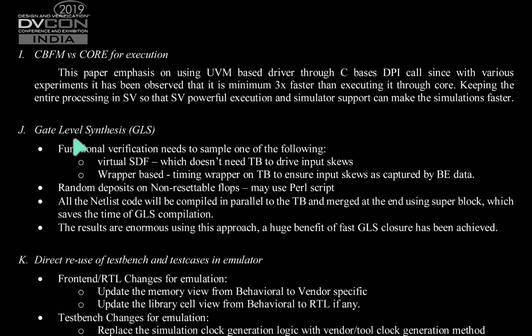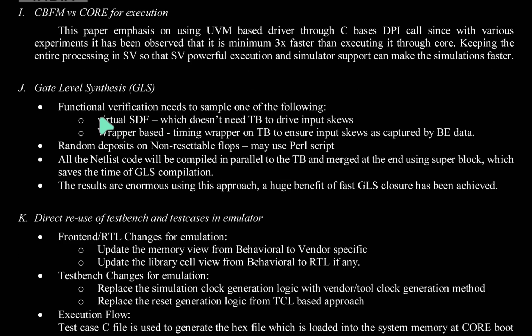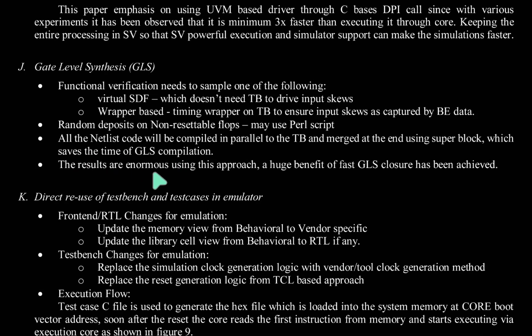J. GLS, gate level simulation. The functional verification needs to sample one of the following: virtual SDF, which does not need the testbench to drive input skews; or the wrapper-based approach, a timing wrapper on the TB to ensure the input skews as captured by BE data. The random deposit on the settable flops may use a Perl script. All the netlist code will be compiled in parallel to the TB and merged at the end using super blocks, which saves the time of GLS compilation. Using this approach, the result is a huge benefit of fast GLS closure.